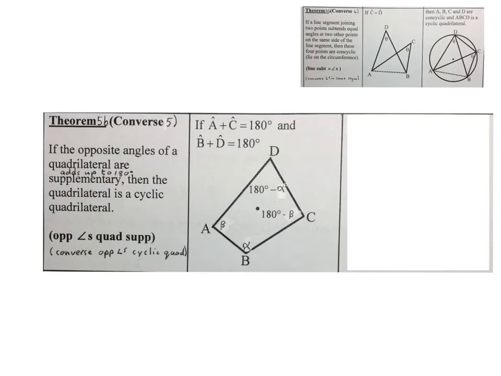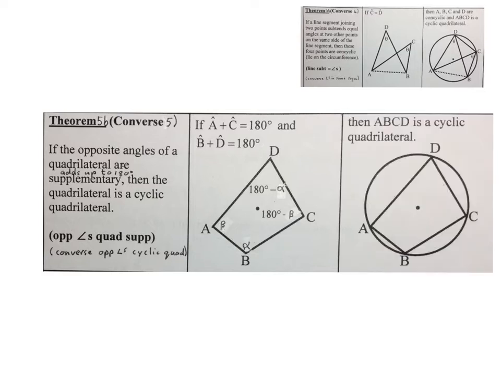The second way that you might want to prove that something is a cyclic quadrilateral is if you have a quadrilateral, and if the opposite angles of a quadrilateral are supplementary, in other words add up to 180 degrees, then the quadrilateral is a cyclic quadrilateral. Abbreviation we will use: opposite angles of a quad supplementary, or converse opposite angles of a cyclic quad. So if we have a quadrilateral and the angle at D and angle at B add up to 180, or the angle at A and the angle at C add up to 180 degrees, then this quadrilateral ABCD will be a cyclic quadrilateral.